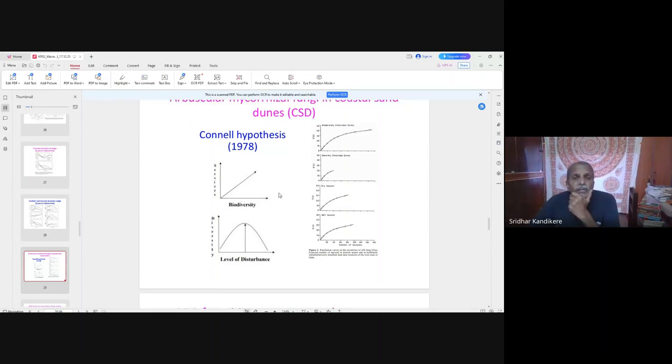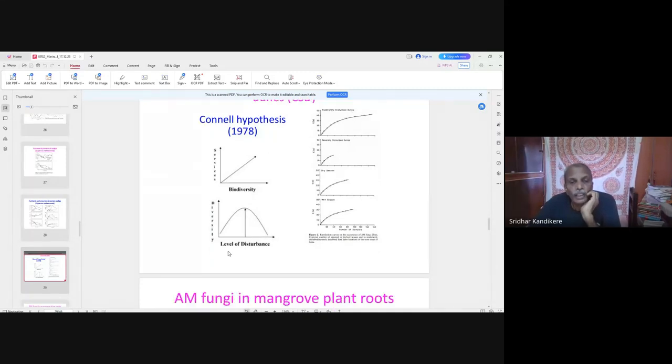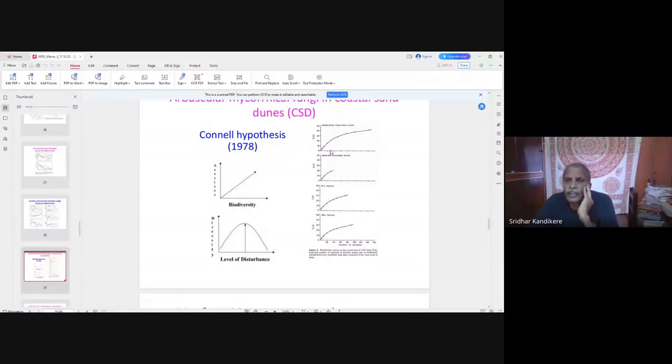So the Connell hypothesis in 1978 says that if you increase the biodiversity, ecosystem services increase drastically. When biodiversity increases, ecosystem services also increase. When you plot diversity against the level of disturbance, if the level of disturbance is very low, the diversity will be low. If the level of disturbance is too high, the diversity will be low. A moderate disturbance is the one where maximum diversity can be attained. So this is applicable here.